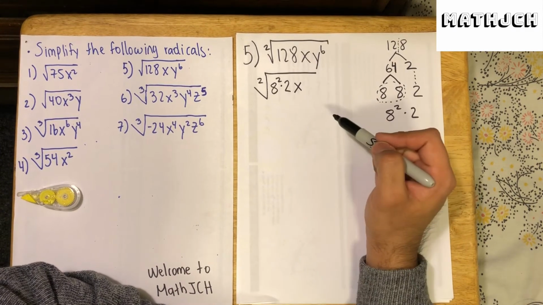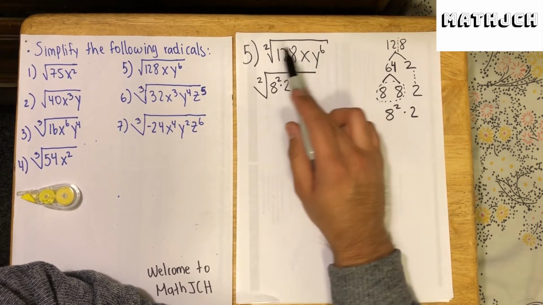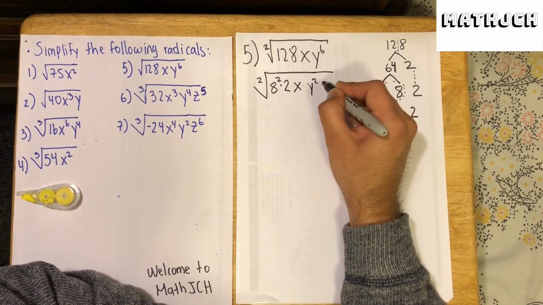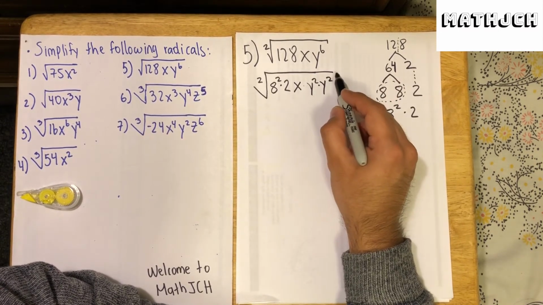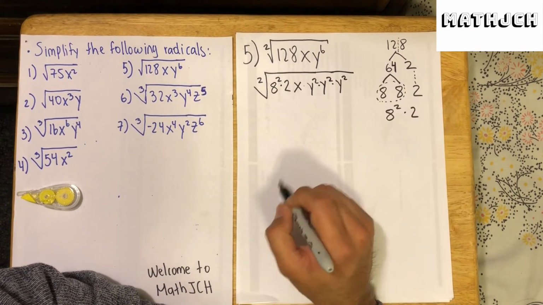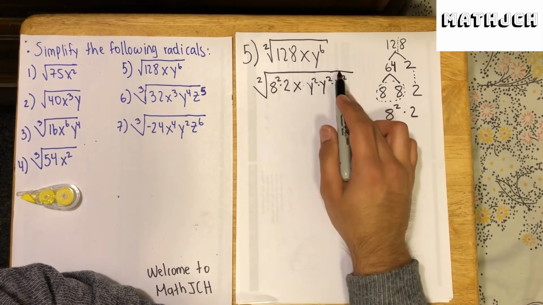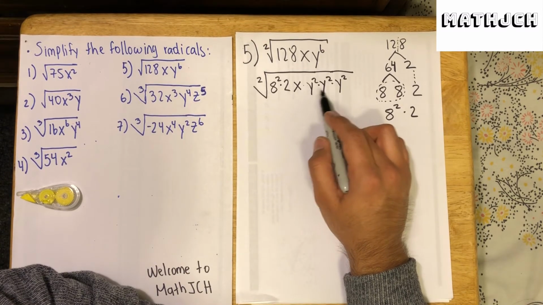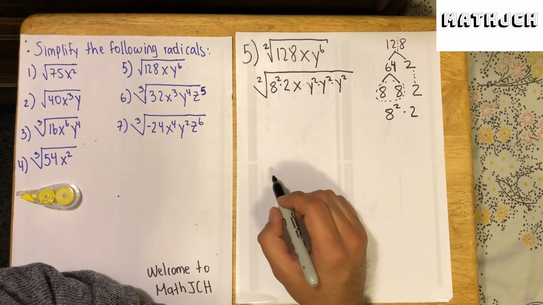Now, y power 6. Let's break it down with powers of 2. That means I'm going to have y power 2 times y power 2. So far I have 4. I need 6, so I need to add another 2, because 2 plus 2 is 4, plus 2 is 6. That gives me y power 6 when I multiply y squared times y squared times y squared. So remember, when you multiply the same letter, the exponents add. So 2 plus 2 plus 2 gives me 6.